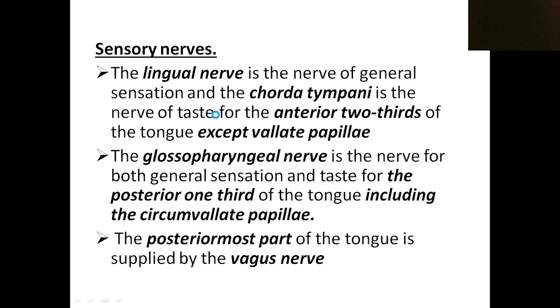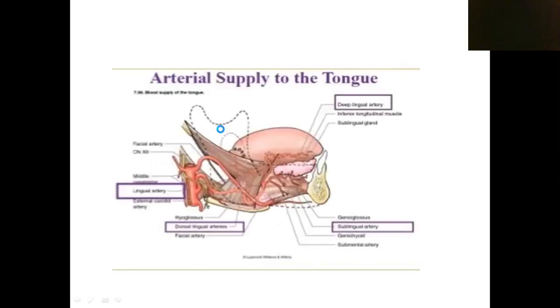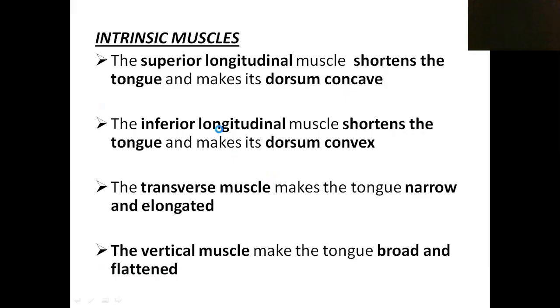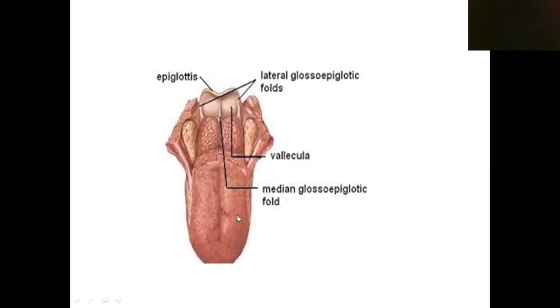I told you this tongue has an anterior 2/3 and a posterior 1/3. First, we will discuss the nerve supply of the anterior 2/3. The lingual nerve carries the general sensation. General sensation means touch, pain, temperature, and pressure. Those are carried by the lingual nerve. Taste sensation from the anterior 2/3 is carried by another nerve, the chorda tympani nerve. So the anterior 2/3 is clear.